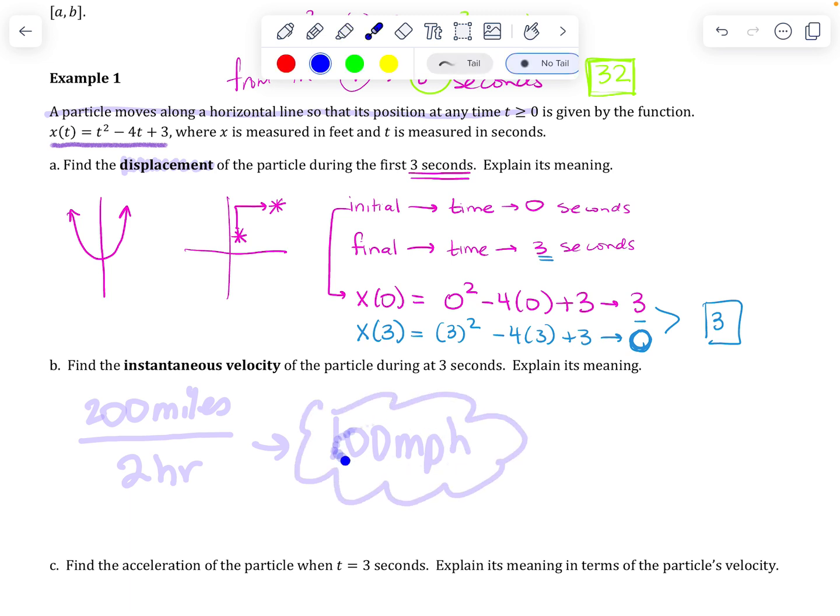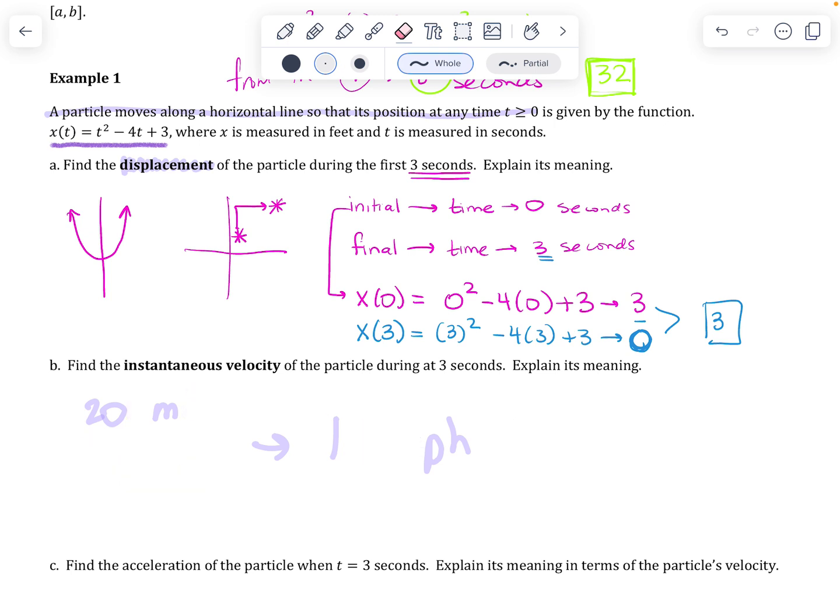rate. That's the average, because I wasn't going 100 miles per hour the entire time, right? I was slowing down, I was speeding up. This is an average. The instantaneous, that's why we need derivatives, right? So the first thing I'm going to do when I see instantaneous velocity is take the derivative of that equation.